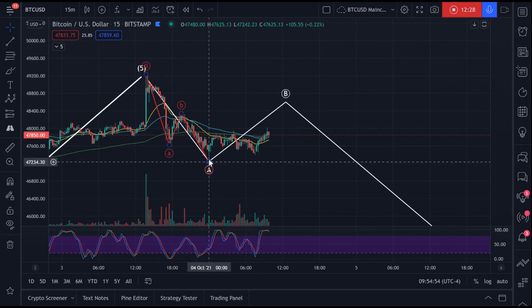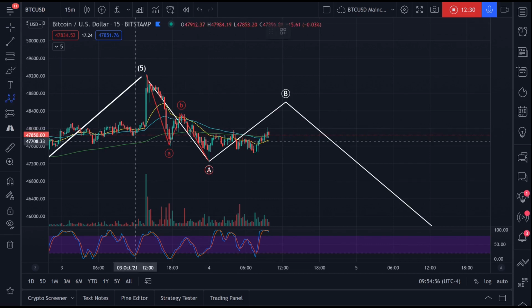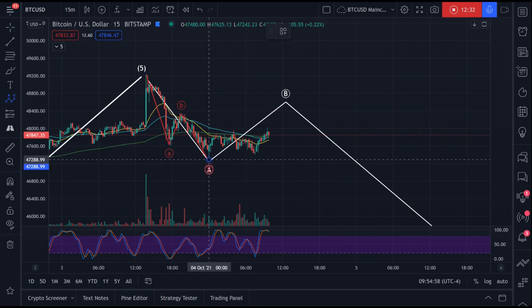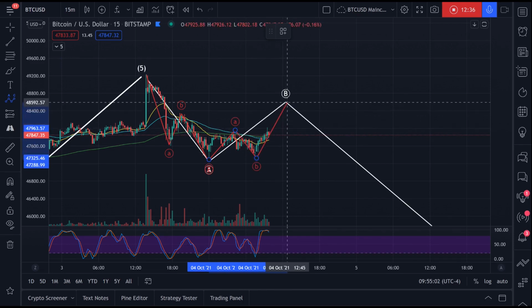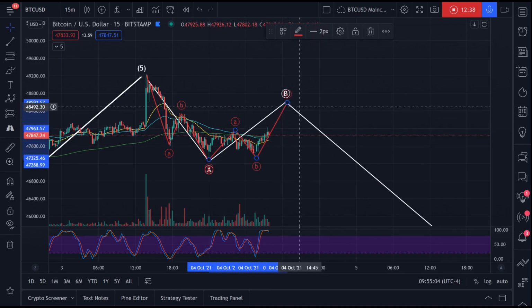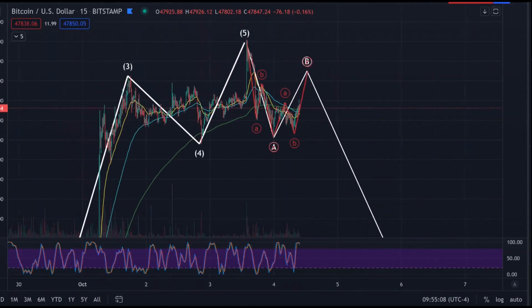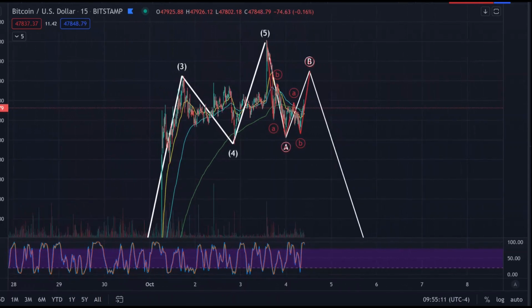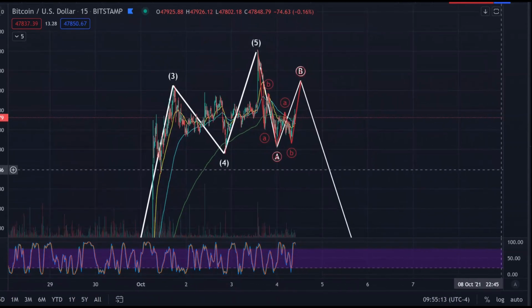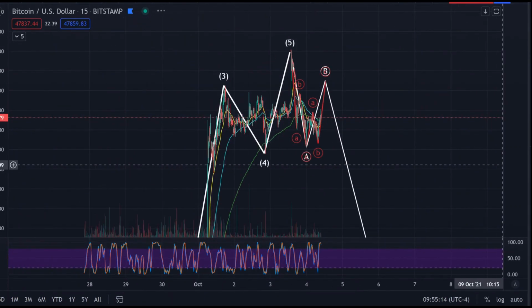So ABC, here you have your B coming. B happens in 3, 1, 2. I expect that third wave to come up here. And then C happens in 5. C is usually the wave that is the longest and the most impulsive.